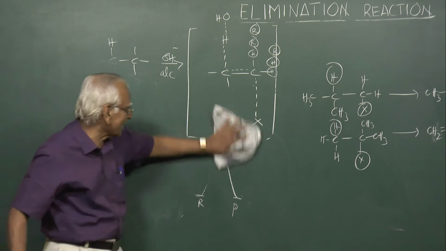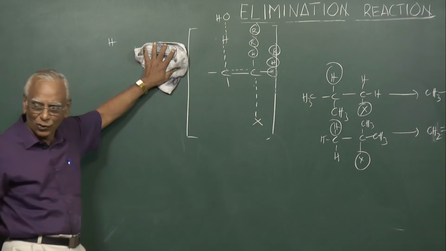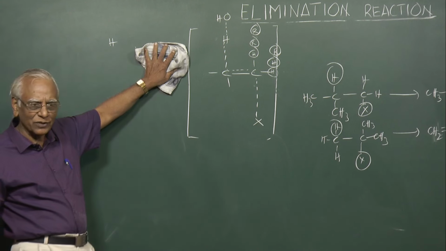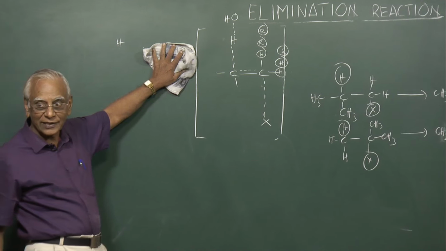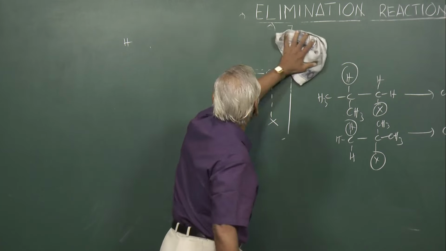Now we will come back to that particular point. We are still in point number 4, feature number 4. What is that feature number 4? You should not forget about that. Nature of alkyl halides.